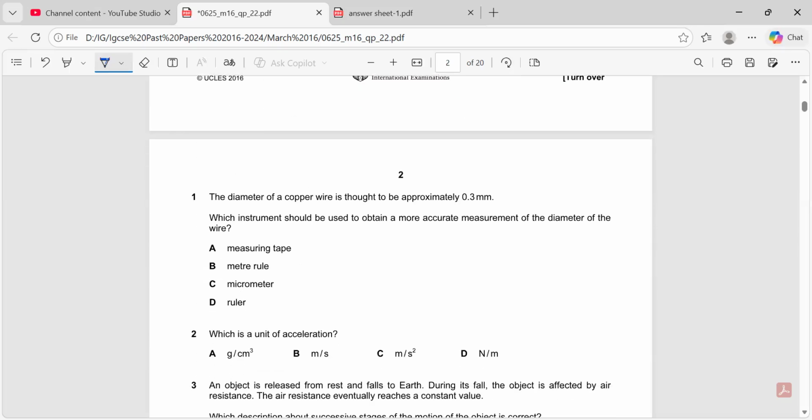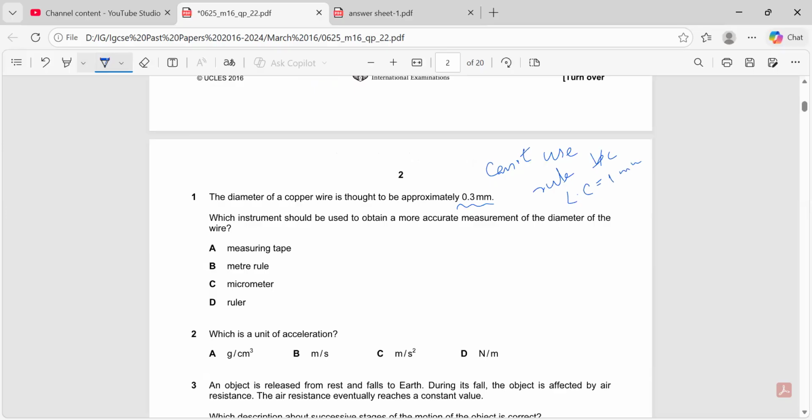Now, first question. The diameter of a copper wire is thought to be approximately 0.3 millimeters. Now, see, we can't use rule because the least count of the rule is 1 millimeter, and this is more.